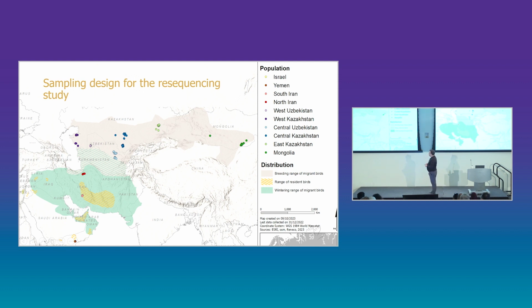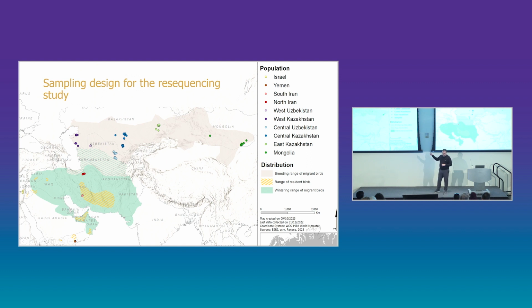Here is a map illustrating the sampling for the project. We sampled 10 populations, 3 of them resident populations: here in Israel, Yemen, and southern Iran. And 7 populations of migratory birds: northern Iran, West Kazakhstan, West Uzbekistan, Central Uzbekistan, Central Kazakhstan, Eastern Kazakhstan, and then Mongolia.